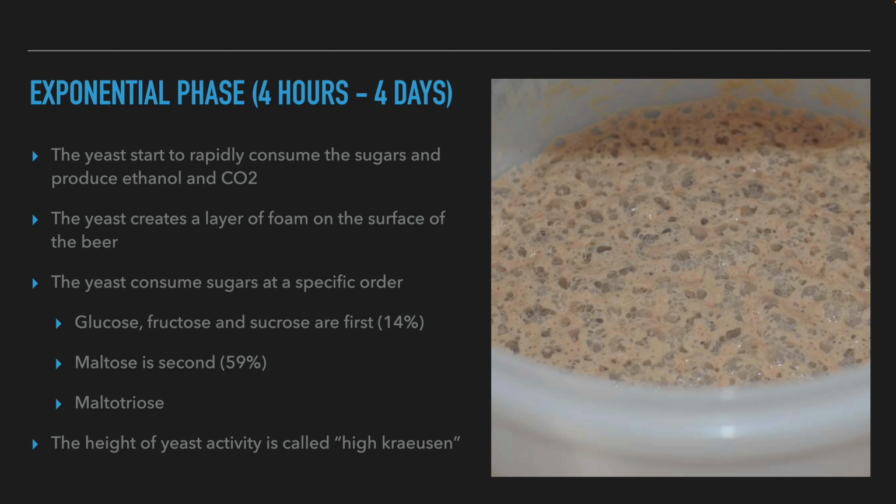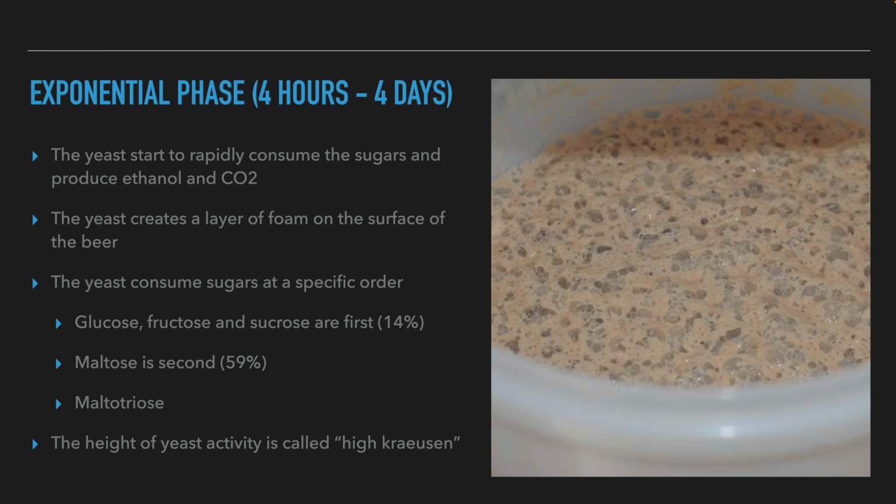The second phase is the exponential phase. It will start from the end of the lag phase, which can happen after 4 hours or up to 15 hours, and will end after about 4 days. At this phase, the yeast quickly consume the sugar and produce ethanol and carbon dioxide. Ale yeast creates a layer of foam on the beer, and this layer can rise high in the fermenter. So, as a rule of thumb, we will make sure that there is at least 20% headspace in the fermentation tank.